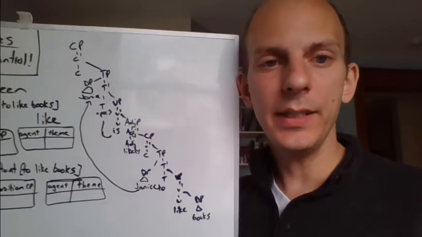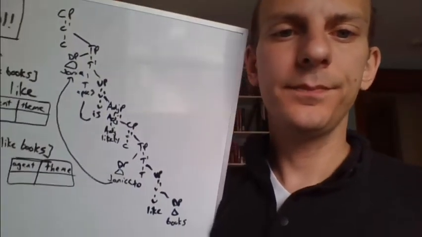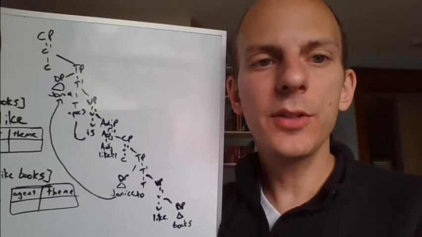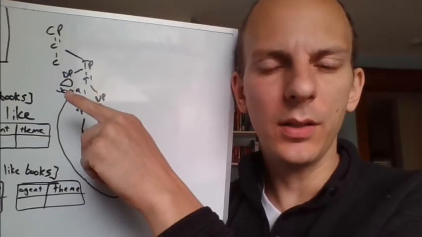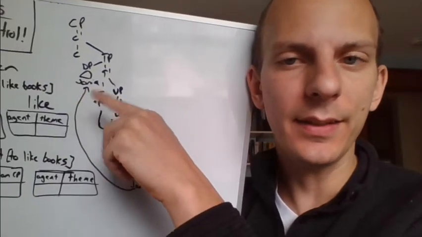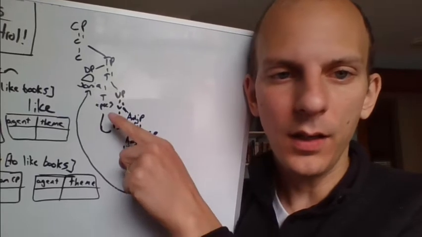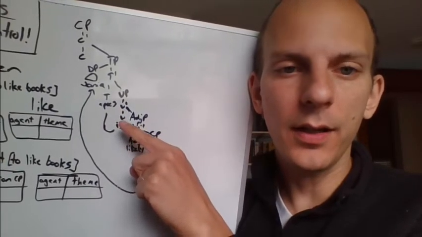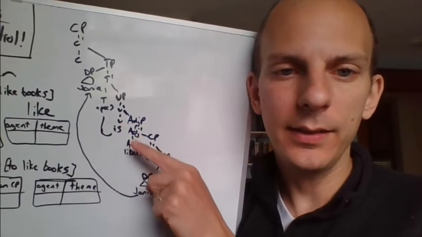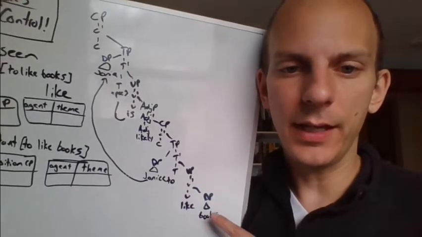In our trees, I'll try and scooch forward so you can see a little better. So this is what the tree for this looks like. I played a little fast and loose here with features and case and things like that. We'll fill that in as we go. So we have our higher clause predicate here, is likely, that takes a propositional CP, Janus to like books.